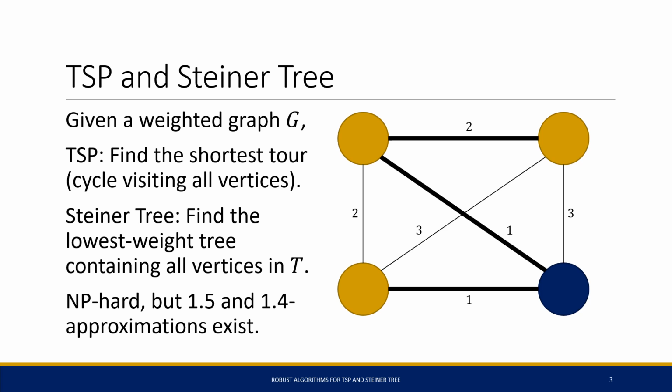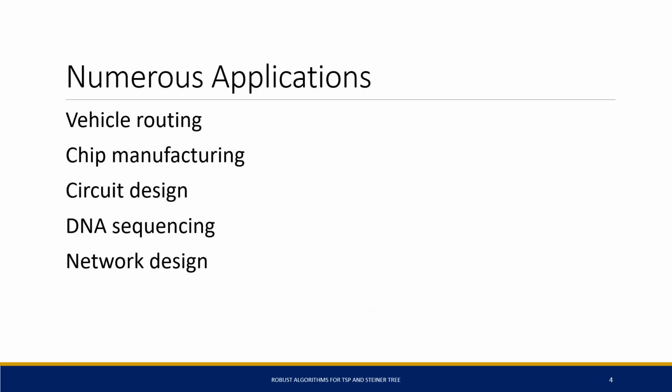However, the result of approximation algorithms is very, very good. For the TSP problem, there is a 1.5 approximation algorithm, and for the Steiner tree problem, there is a roughly 1.4 approximation algorithm. So both problems, of course, have a variety of applications, some of which I've listed here.